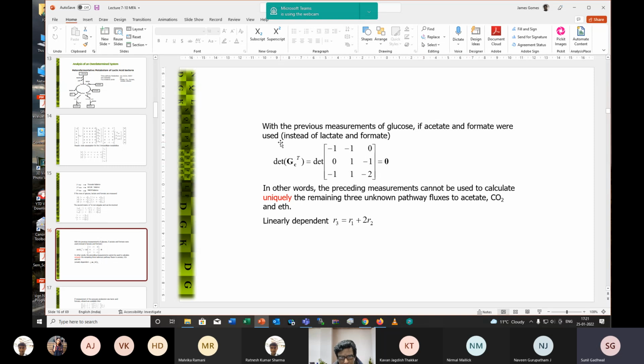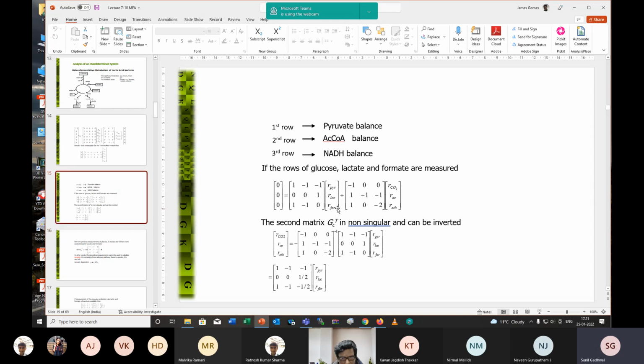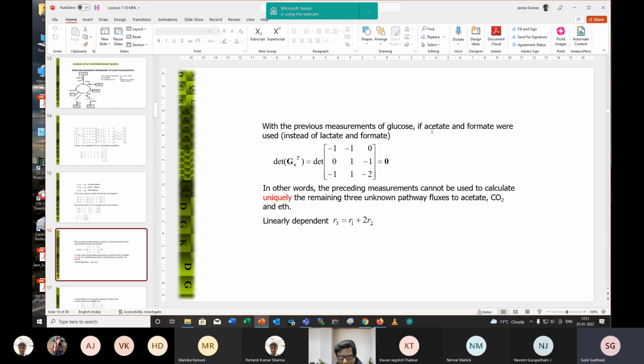Okay. So if you look at this equation now here, when you're doing the inverse, we are supposed to compute the determinant. Now, in case we were not measuring the formate, which is shown here, but instead of that we were measuring the acetate, then we find that the determinant goes to 0. And that's because this linear dependency is there, which means that R3 is dependent upon R1 plus 2 R2, right?